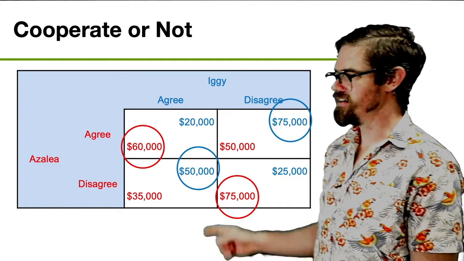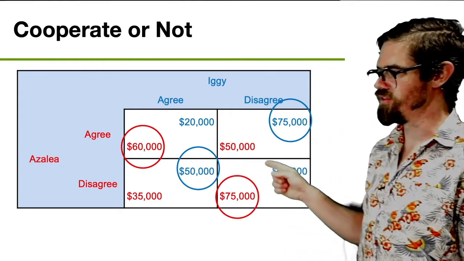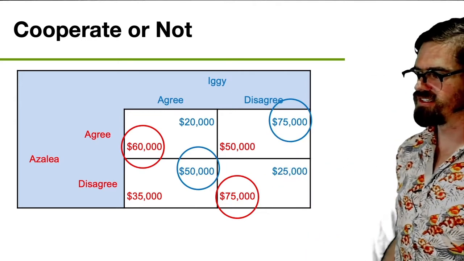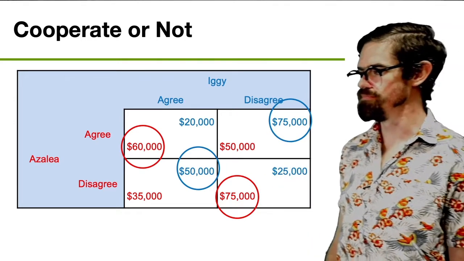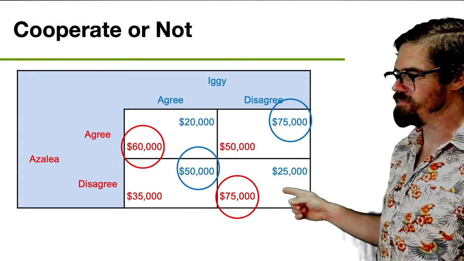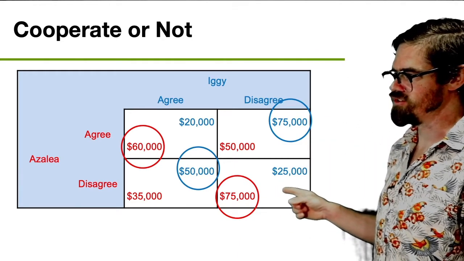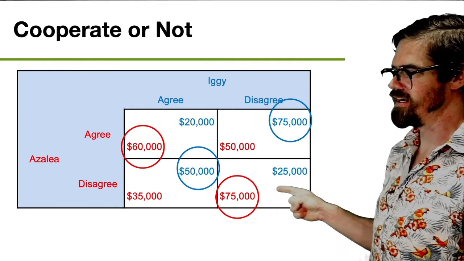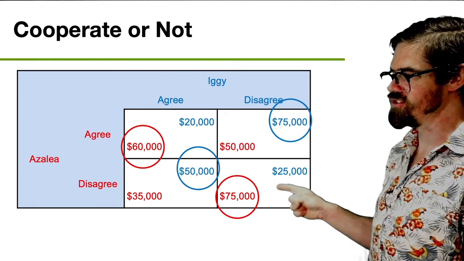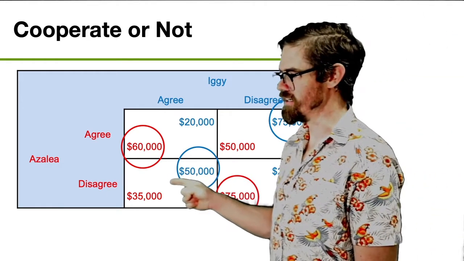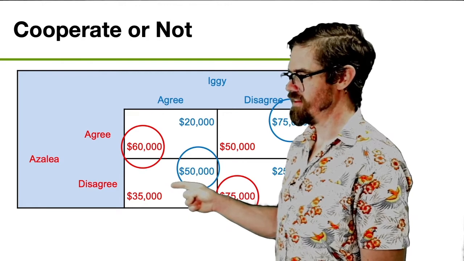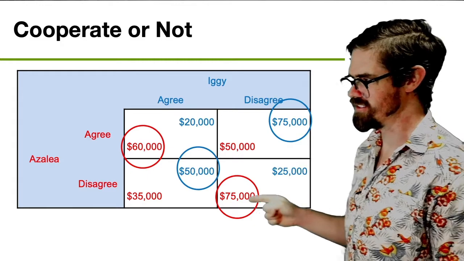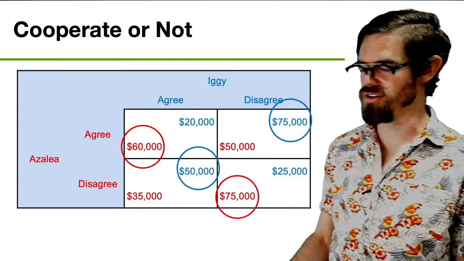Now, as we can see here, we don't have a box where both outcomes are circled, so there's actually no Nash equilibrium in this game. This is an unstable game. Pick any box, and one of the players will want to change their choice, right? If we started in this box, then Iggy wants to change from disagreeing to agreeing. And if we ended up here, then Azalea wants to change from disagreeing to agreeing. So as it turns out, there's no stable point in this game. There's no Nash equilibrium.